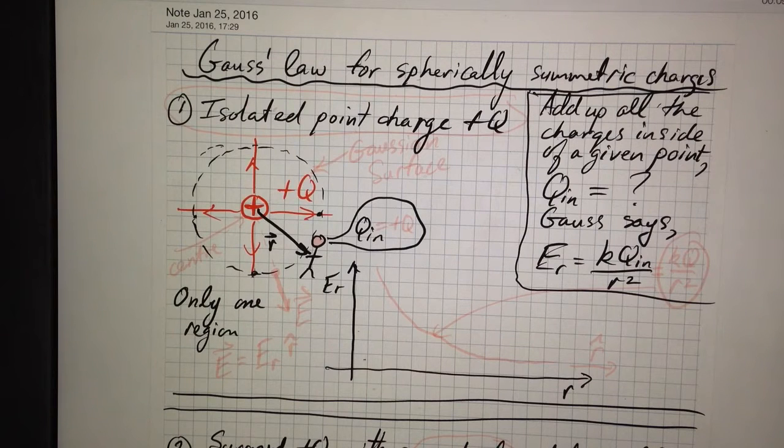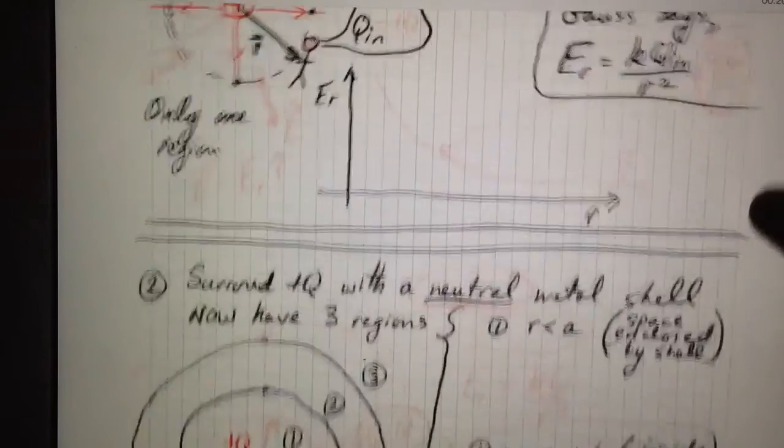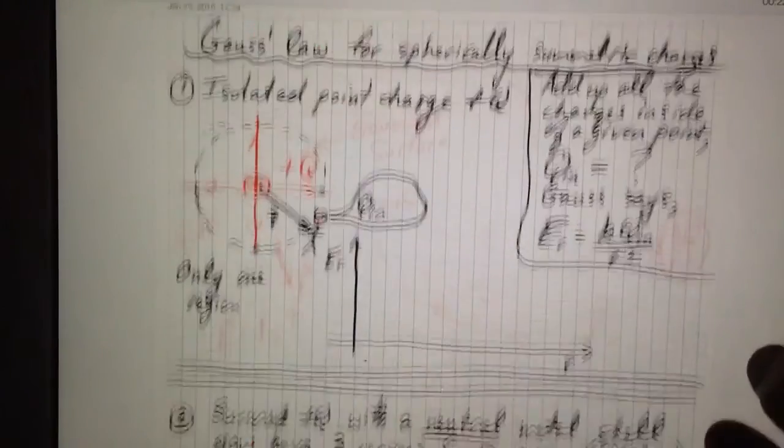Introduction about Gauss's law applied to spherically symmetric charges. I'm going to consider two cases. One is an isolated point charge, positive Q, and the other one is that same positive Q but surrounded by a neutral metal shell. Okay, so what is Gauss's law?